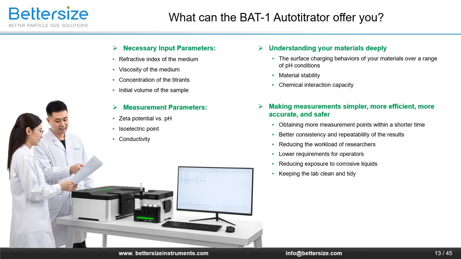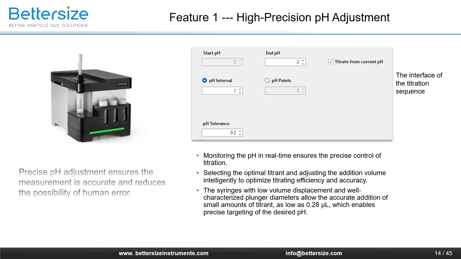Now, let me introduce 3 main features of the multi-step titration system. Feature 1. The high-precision pH adjustment. In the titration sequence interface, users can customize titration conditions containing the titration range of pH, the titration step, how many pH points to titrate, and the pH tolerance of the targets.